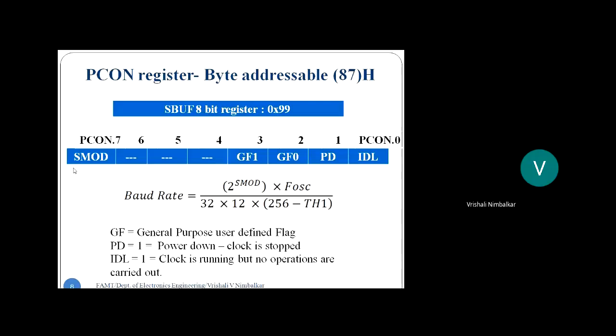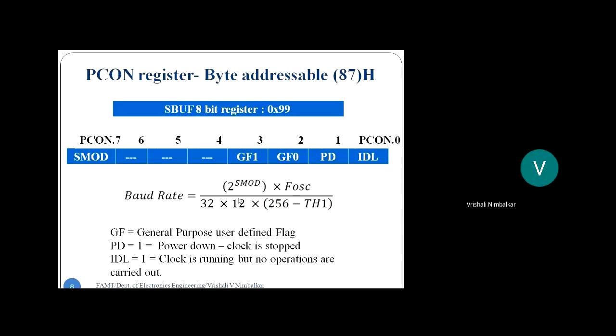On reset, by default, the SMOD bit is 0. It means during calculations, we will be having 2 raised to 0. Whereas with the help of an instruction, we can set the SMOD bit. Then it will be 2 raised to 1. Okay, so this is the relation for finding the baud rate.